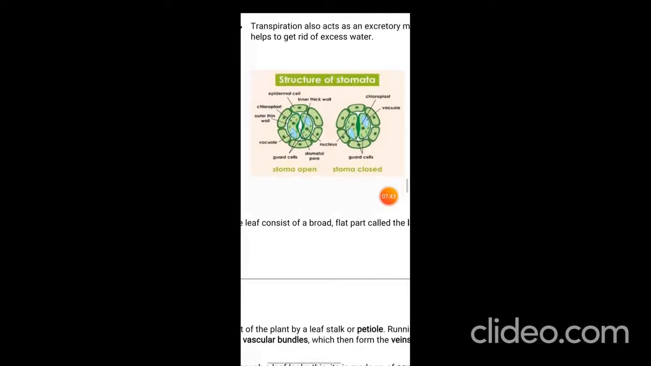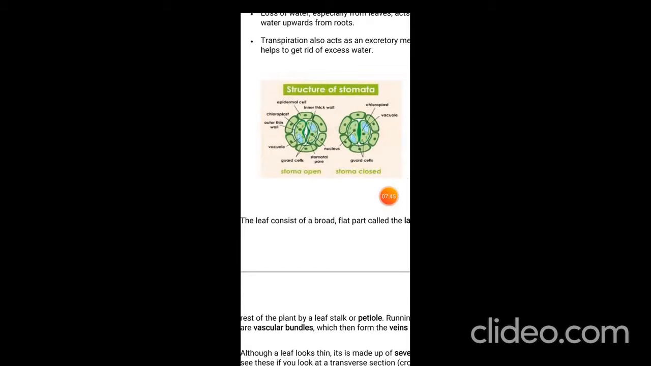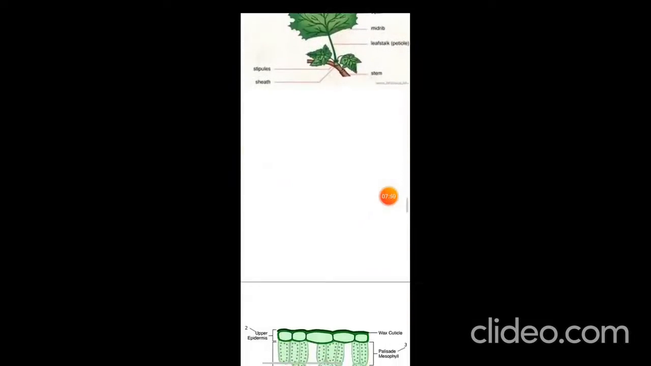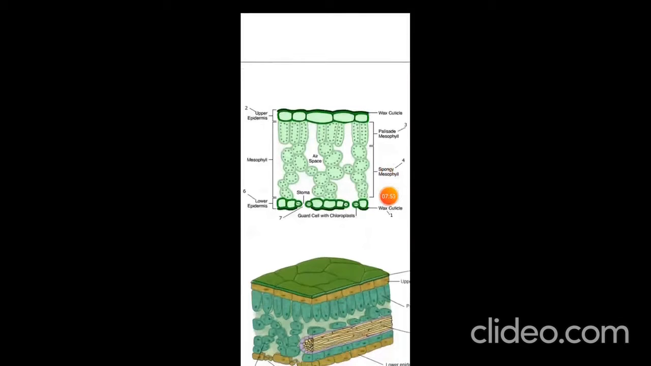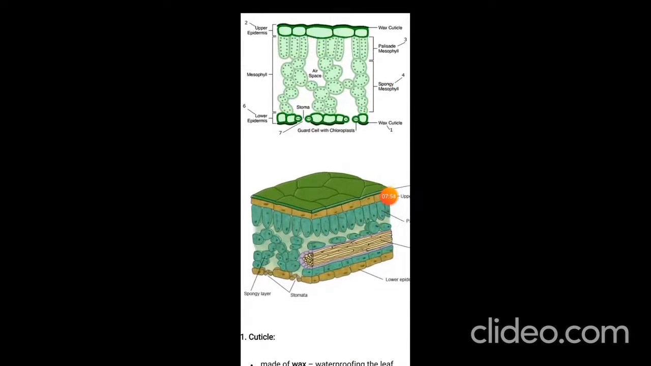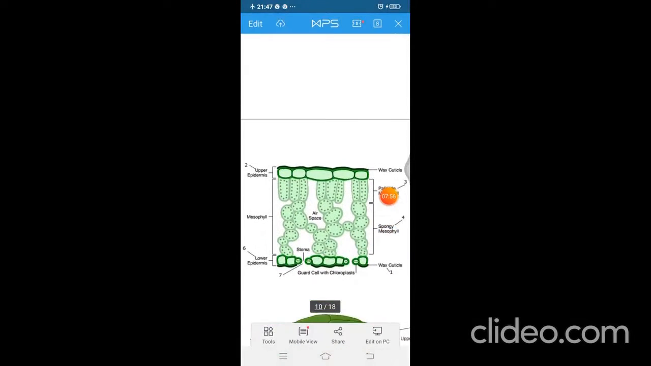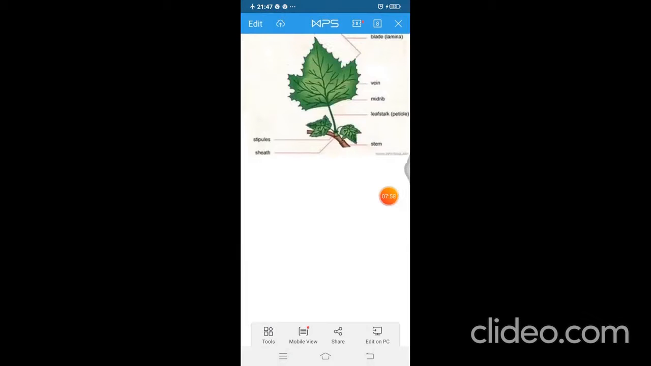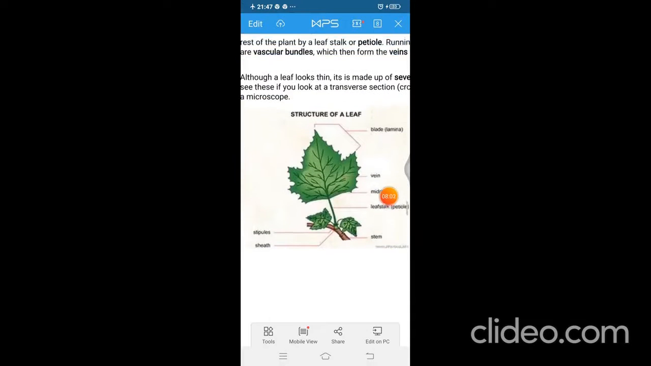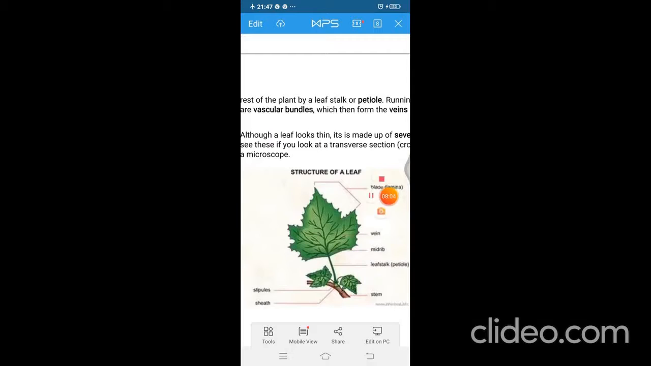So you have to link and study this structure, stomata, and these two diagrams of the leaf with the autotrophic nutrition, and it is also helpful in the process of exchange of gases in plants.